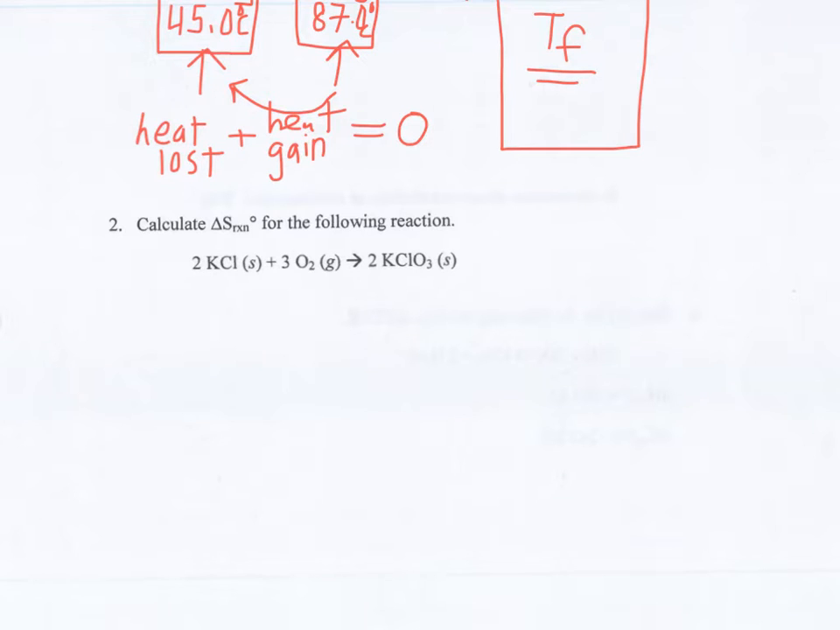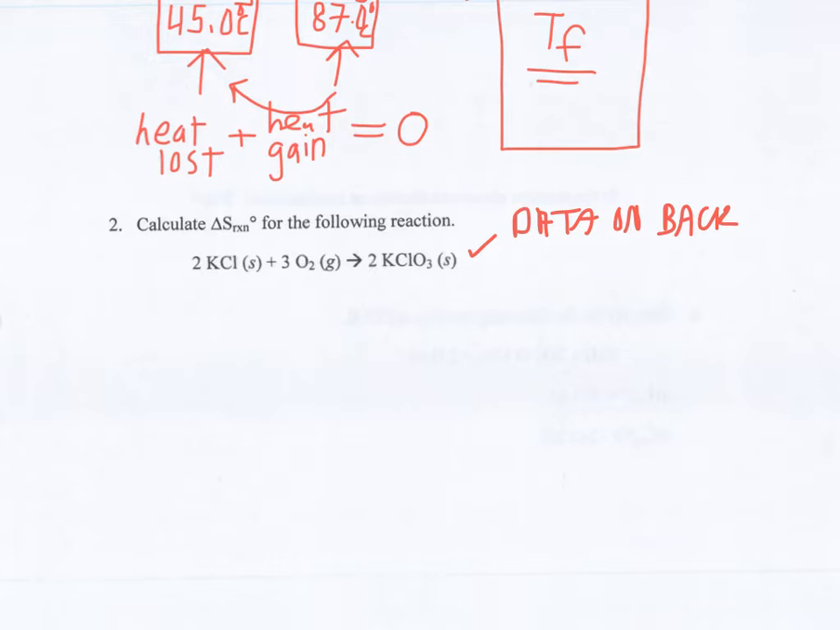Okay, for the next problem, number 2, we're calculating the change in the standard entropy for the reaction that's given, where 2 moles of potassium chloride react with 3 moles of oxygen to produce 2 moles of potassium chlorate right here. There is a data table on the back page. Okay, so in order to do a problem like this, you have to be given the data.